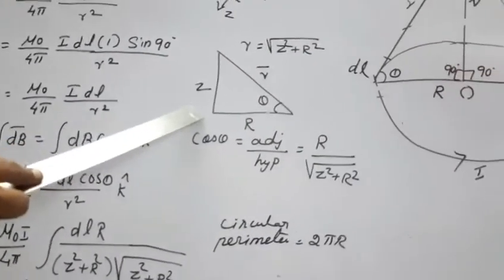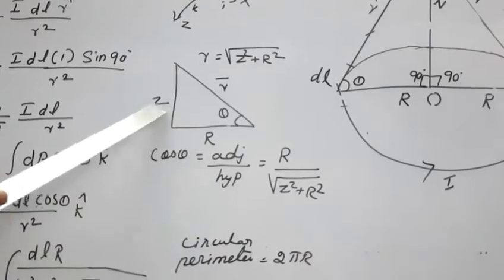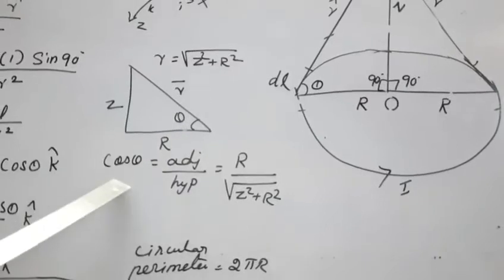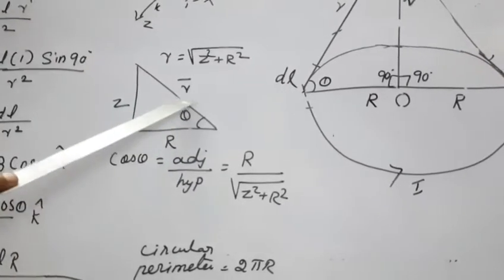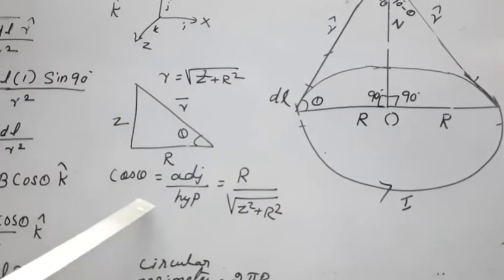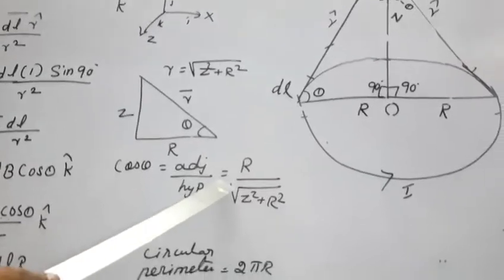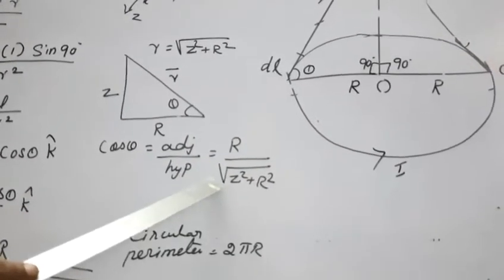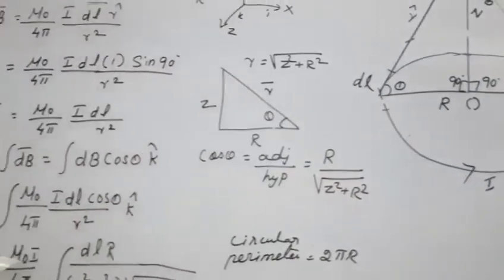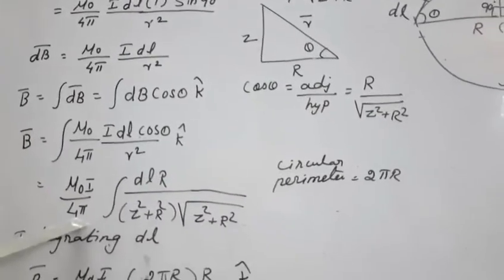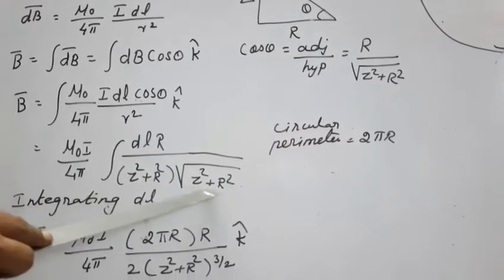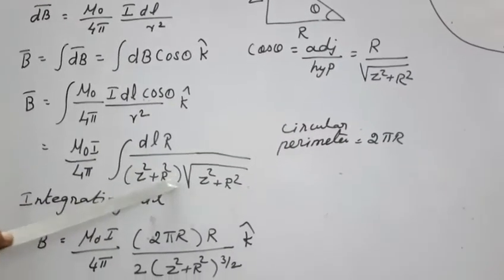In this diagram, this is the r value, this is the z value, this is the r vector, and this is theta, so we have to calculate the cos theta value. According to the Pythagoras theorem, the r vector is nothing but root of z square plus r square. Therefore, cos theta equals adjacent side by hypotenuse, so r divided by root of z square plus r square. This value we have to substitute. Therefore, B vector equals mu naught I divided by 4 pi, integral of dl r divided by root of z square plus r square, and instead of r square we write z square plus r square.